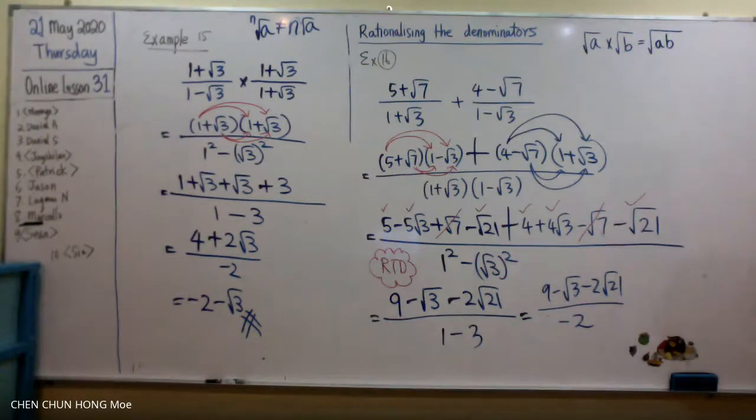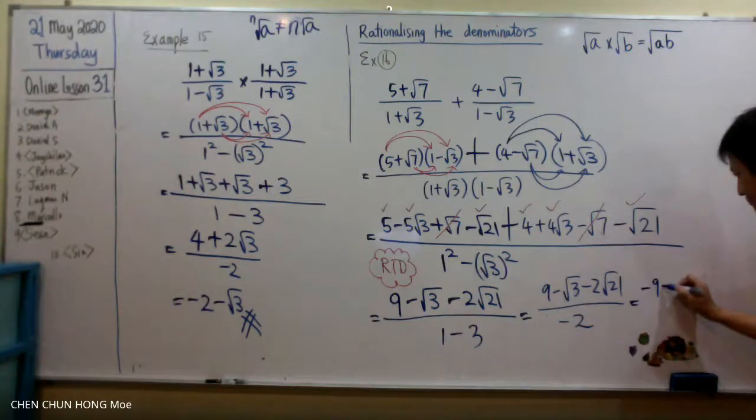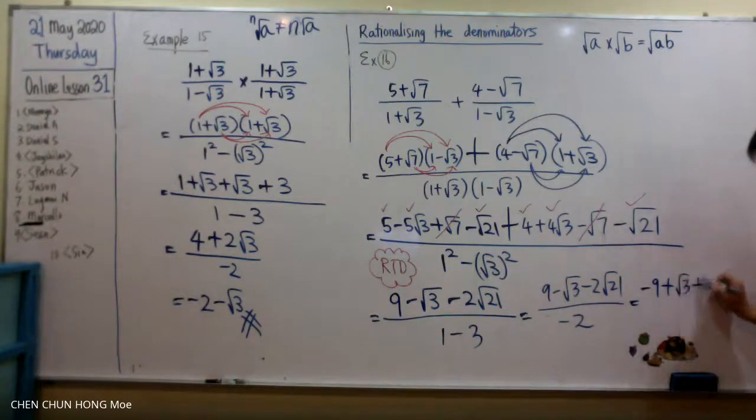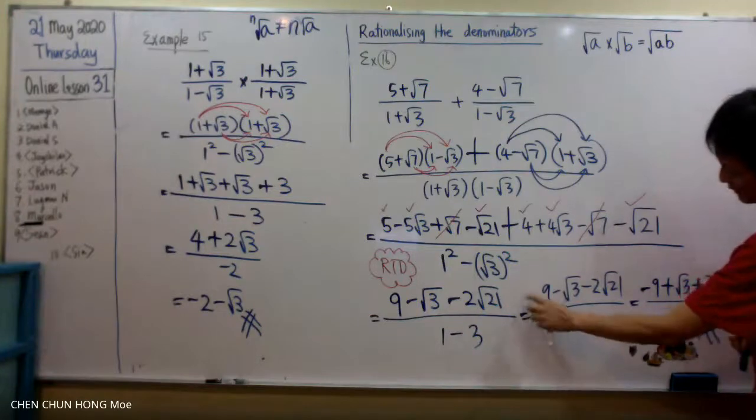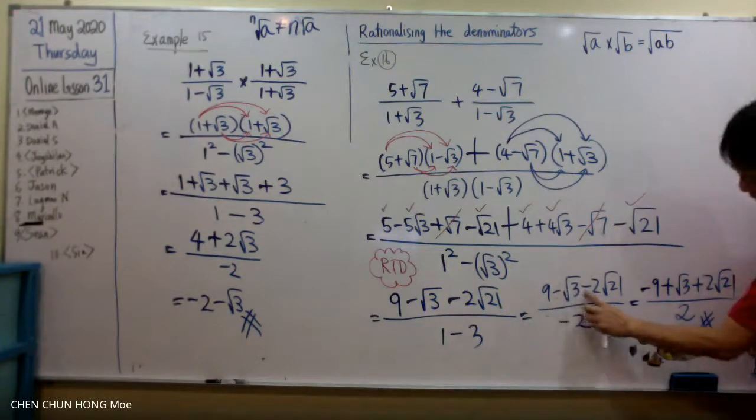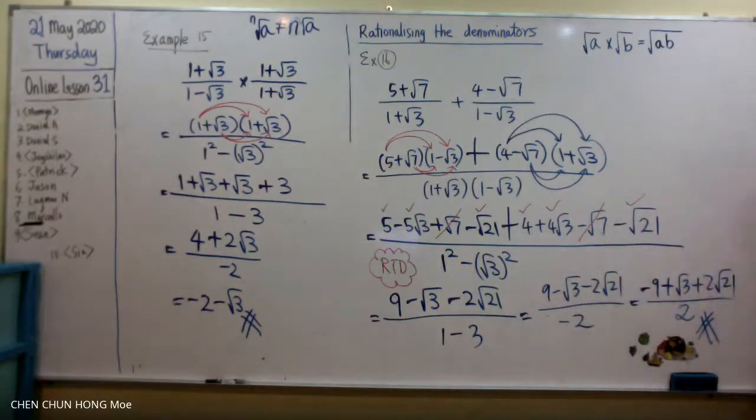Okay? Yeah, I think you can stop here. Or maybe people normally don't like the negative sign here. I think that's what happened in the book also, right? Okay, so they write this as negative 9 plus 3 plus 2 square root 21 over 2. I think this is good enough. But they put a negative up here. So this becomes negative, this becomes positive, this becomes positive.